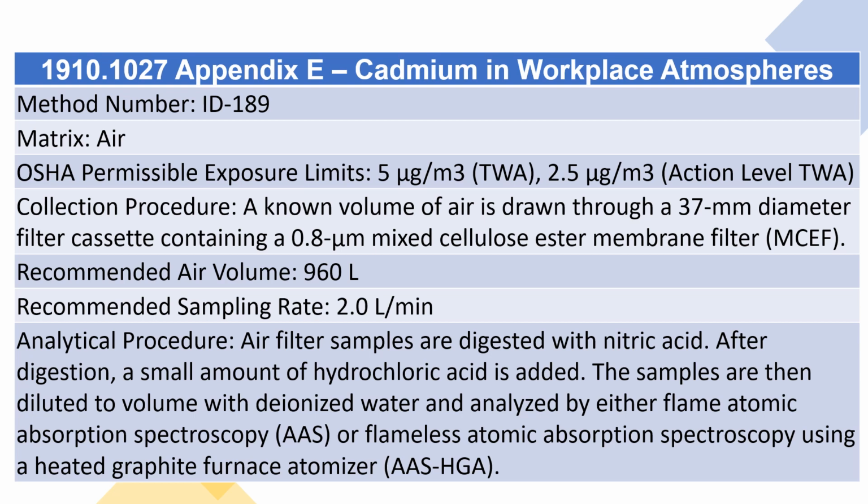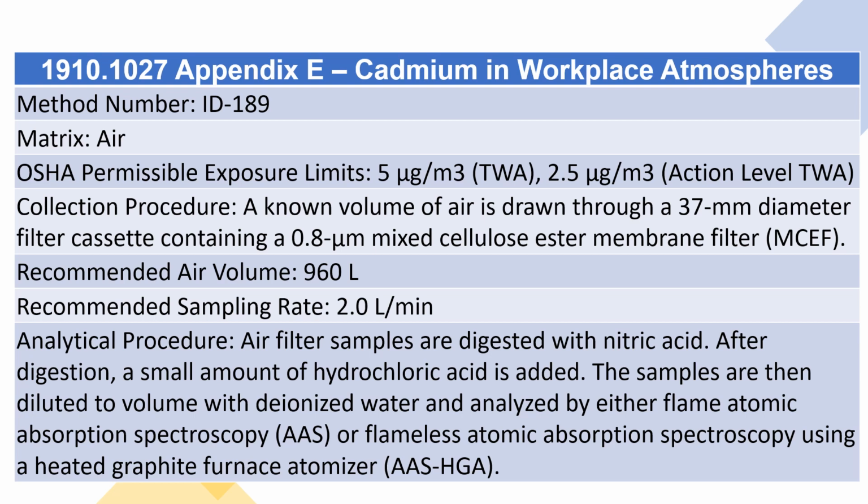Collection Procedure: a known volume of air is drawn through a 37 mm diameter filter cassette containing a 0.8 µm mixed cellulose ester membrane filter, MCEF. Recommended air volume, 960 L. Recommended sampling rate, 2.0 liters per minute.